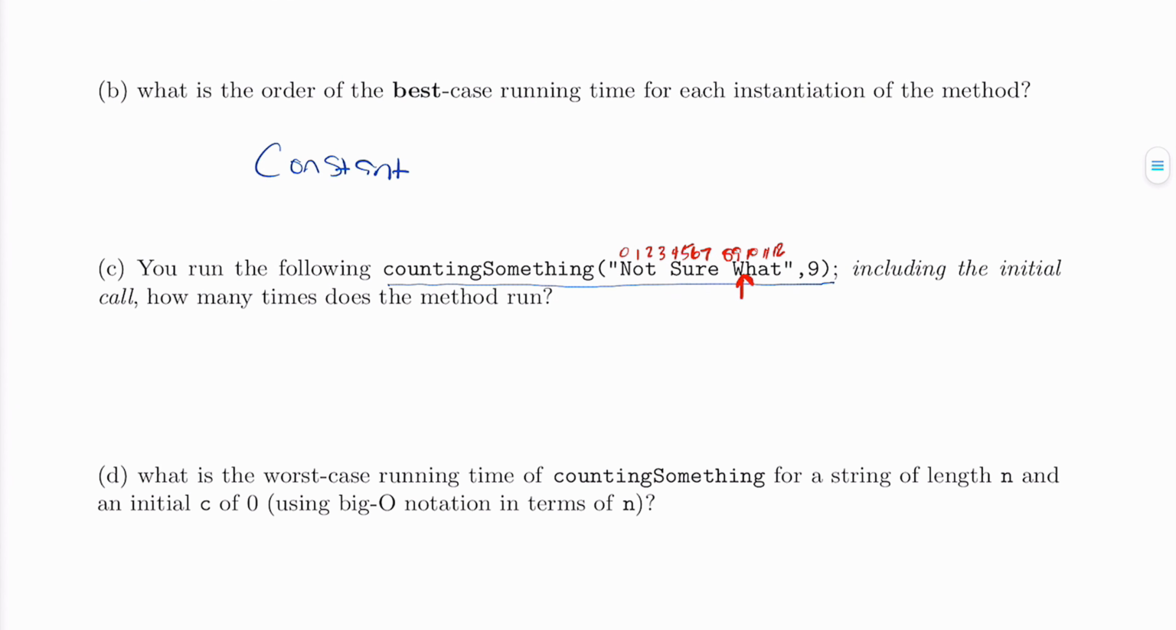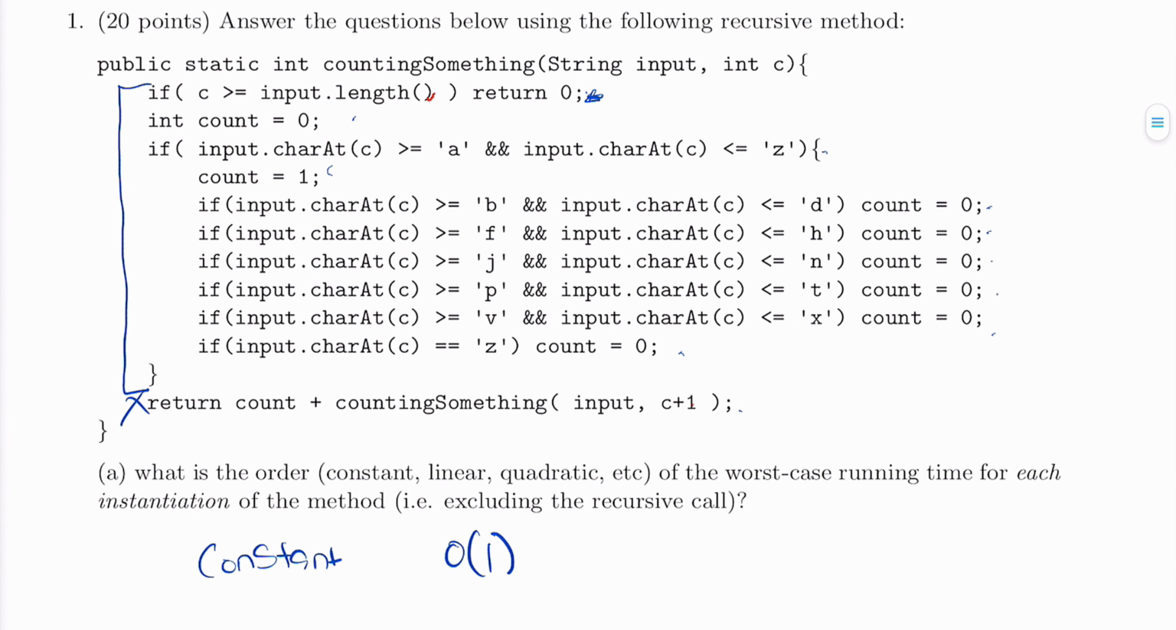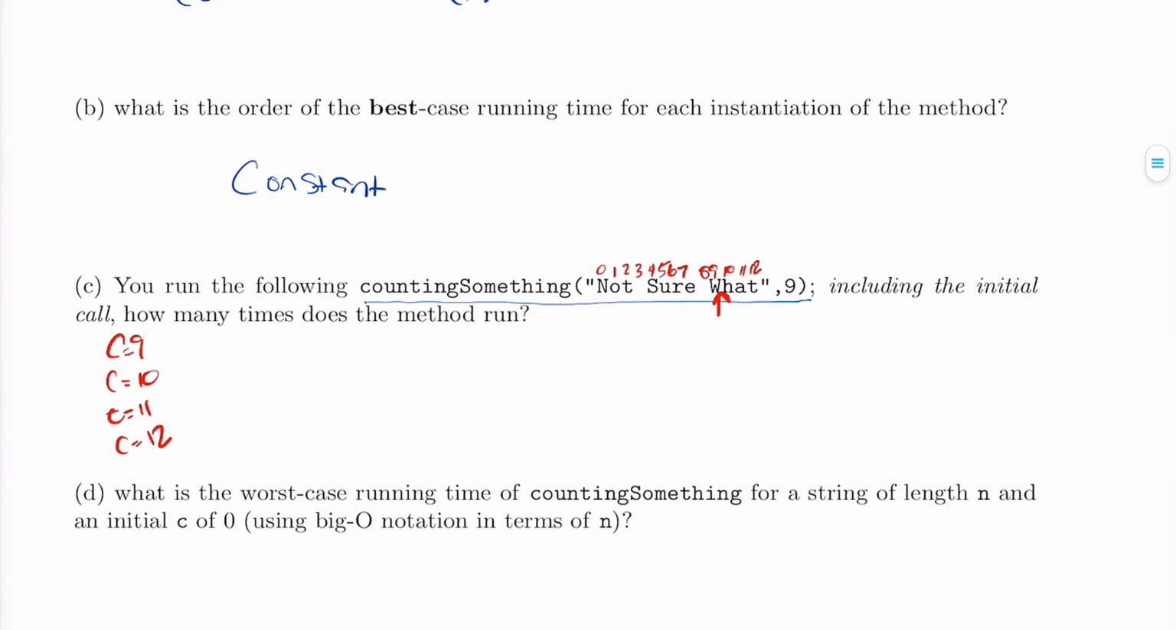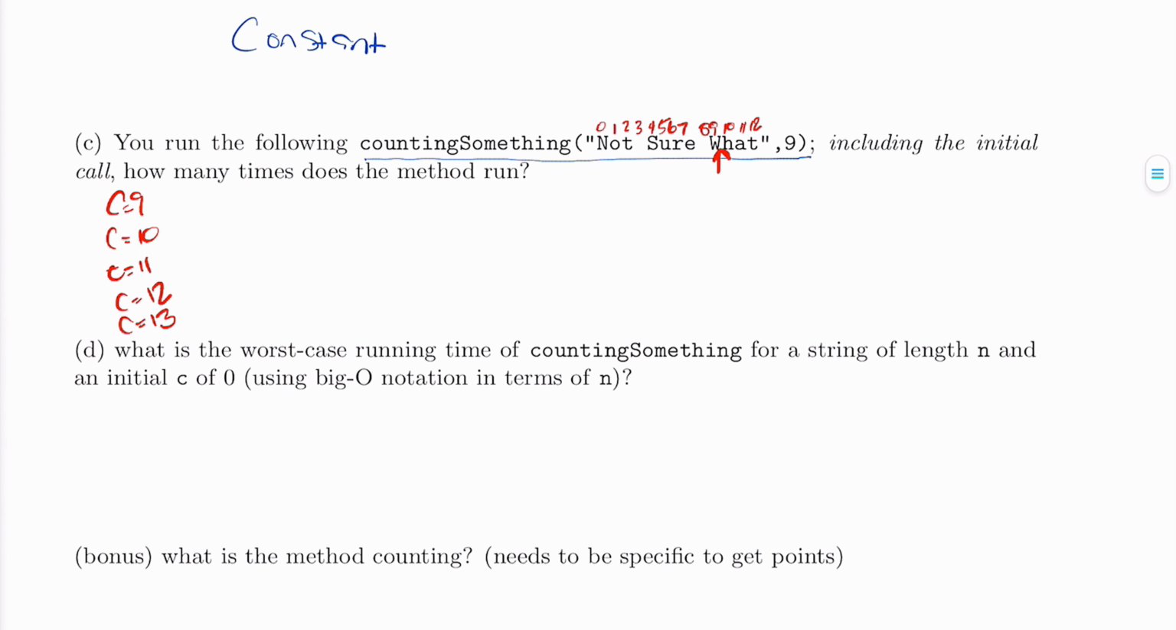So it runs for C equals 9, and then C equals 10, and then C equals 11, C equals 12, and then 12 is not greater than or equal to input length, because remember we said the input length is 13. So it does make the recursive call on C equals 13. And once we get up here, is 13 greater than or equal to 13? It is. So it stops making the recursion, which means that our answer here should be 5, and they are exactly these: 9, 10, 11, 12, and 13.